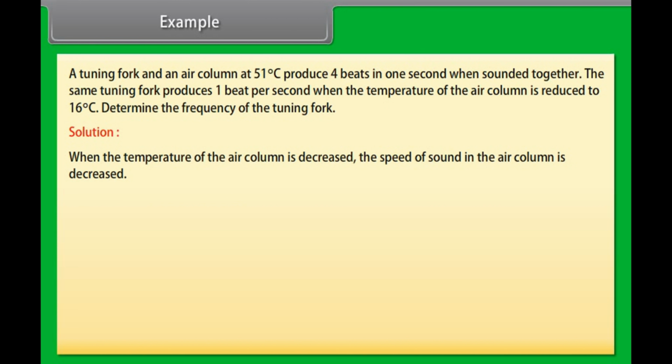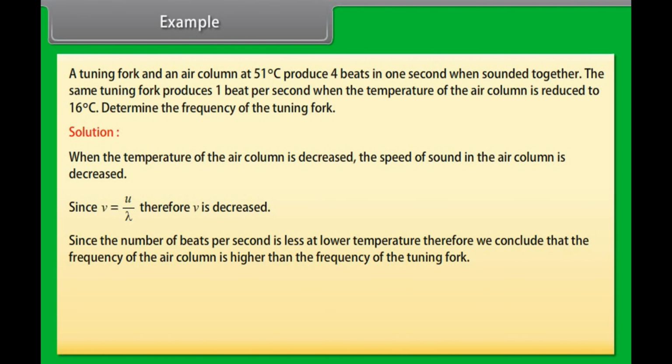When the temperature of the air column is decreased, the speed of sound in the air column is decreased. Since v is equal to nu times lambda, therefore v is decreased. Since the number of beats per second is less at lower temperature, we conclude that the frequency of the air column is higher than the frequency of the tuning fork.